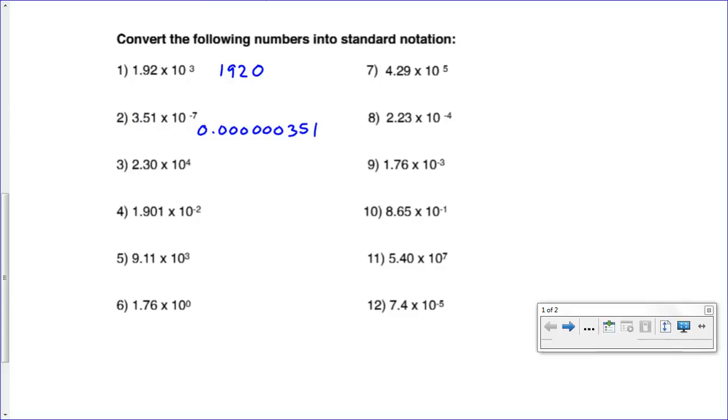This next one here, 2.3 times 10 to the 4th. That's going to be a large number. We're moving the decimal place over 4 spots: 1, 2, 3, 4. We need to add 2 zeros there, since there's already 1 zero, adding 2 more. We get 23,000.